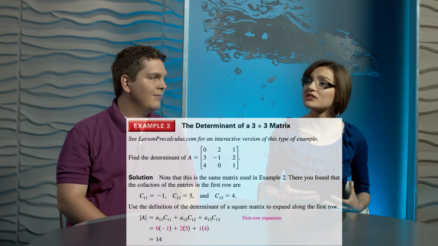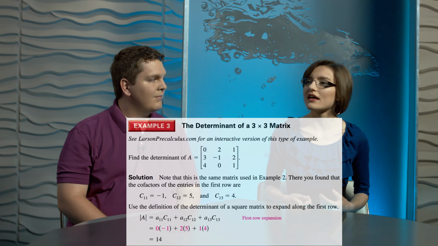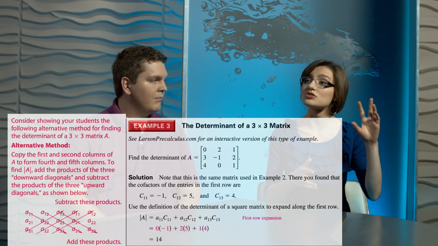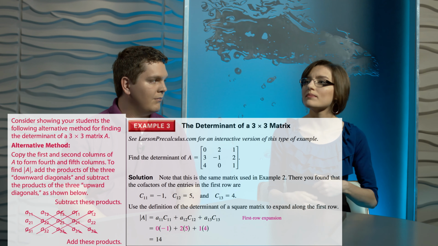Now, we do have alternative methods here that we could work with. Brittany, talk to us about one of those. All right, so I like to show them the alternative method for finding the determinant of a 3x3 matrix. Okay. And just to remind you, you have to add on to the matrix the first two columns to the end of that matrix, and then you just go by the diagonals.